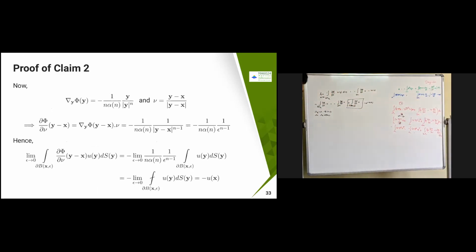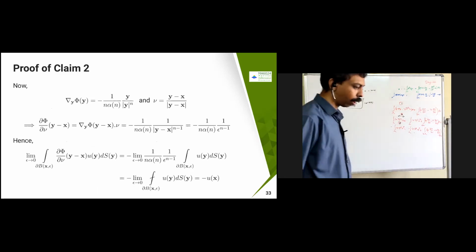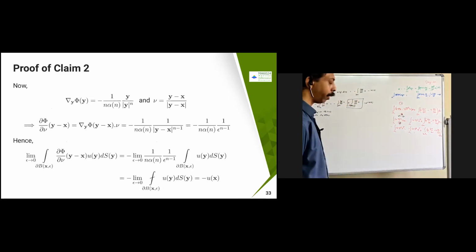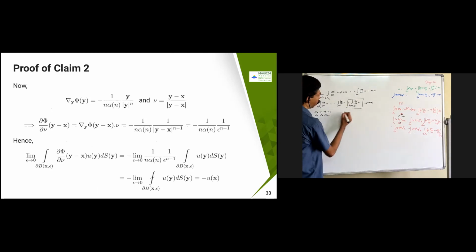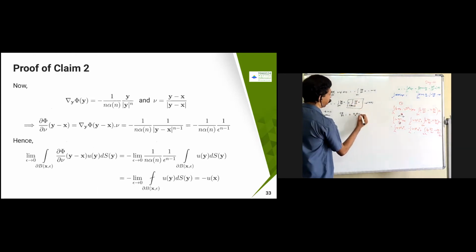Again, we are going to use this. This also we have claimed in that K epsilon. Once we prove that K epsilon, the same thing we are going to claim here. First we need to find dou pi by dou nu. The definition of dou pi by dou nu is nu dot del y of pi of y, so y minus x here, because we have pi of y minus x.